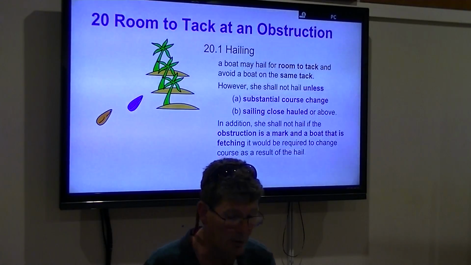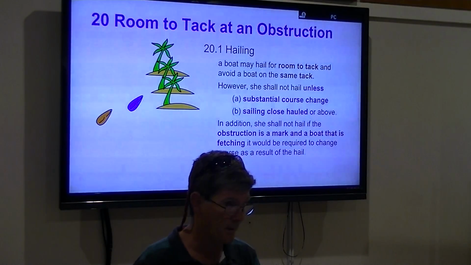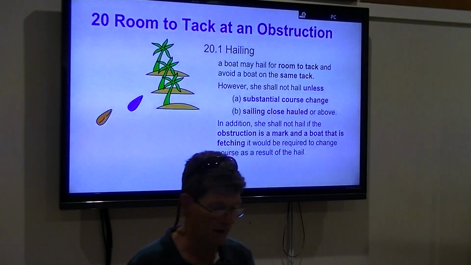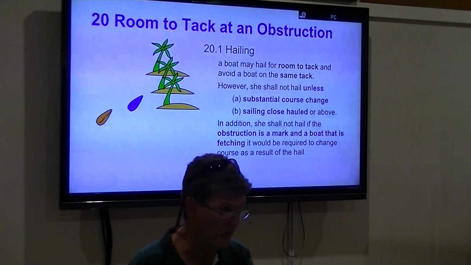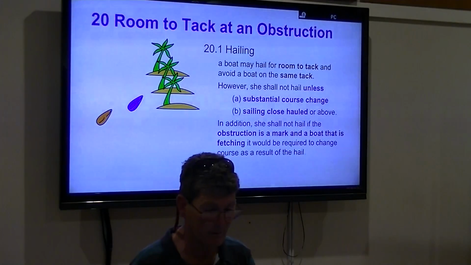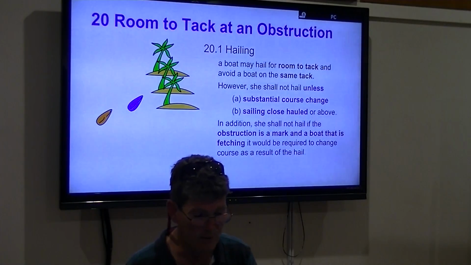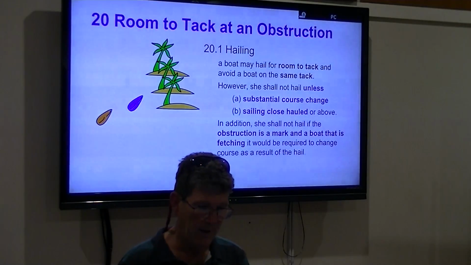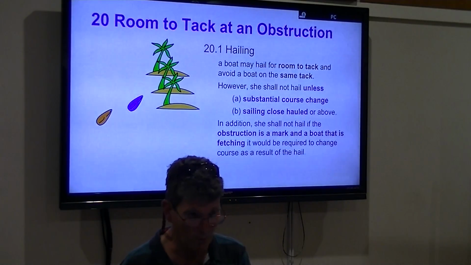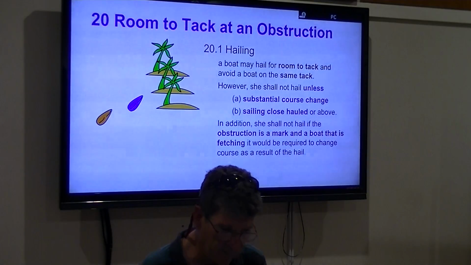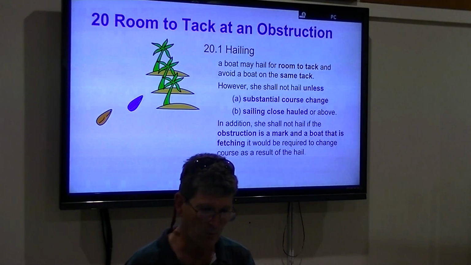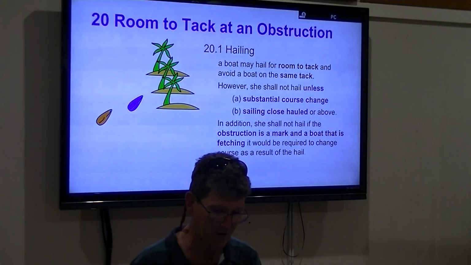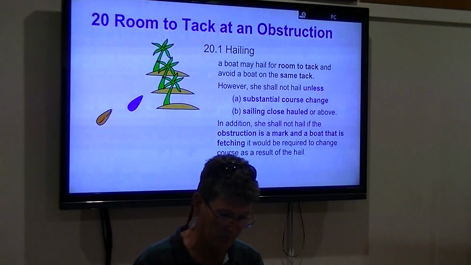They are sailing close-hauled or above. So if you're on the kite going downwind, you can't call for room to tack. If you're on a reach, you can't call for room to tack. You actually have to be on the wind, going upwind. And so it's very specific circumstances. In addition, and these are all new parts here, she shall not hail if the obstruction is a mark and a boat that is fetching it would be required to change course as a result of the hail.